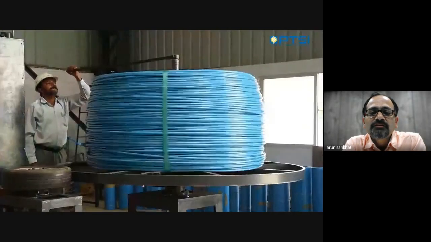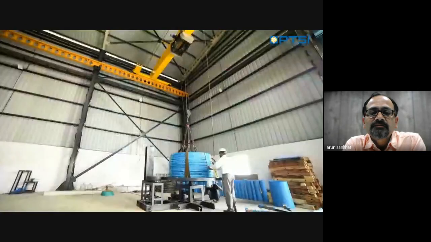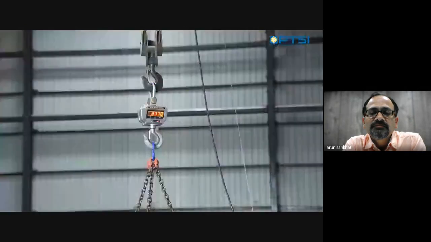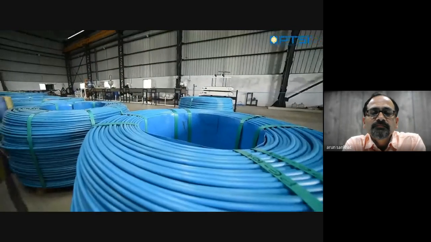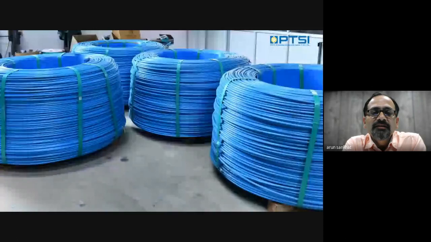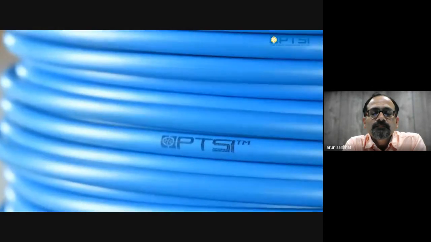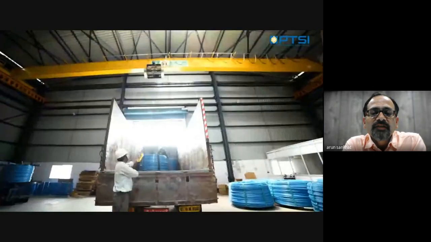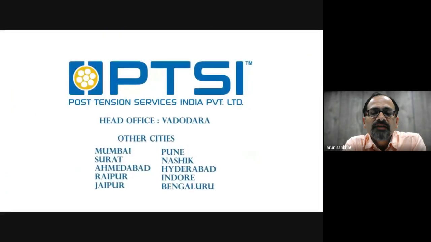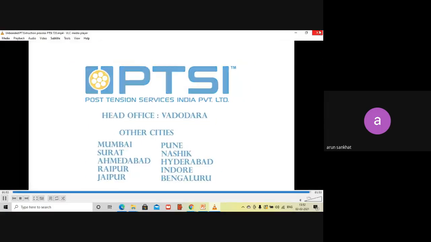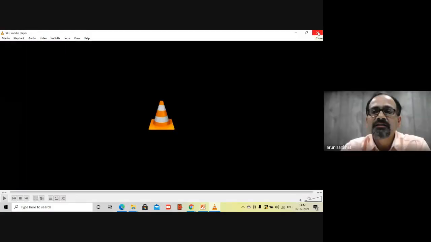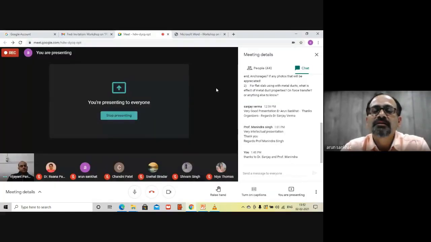This is how the packaging is done, and again the weight is being ensured. This is how the cables are made. From bare strand we are making these unbonded cables, encapsulation, or you can say extrusion, at our place.